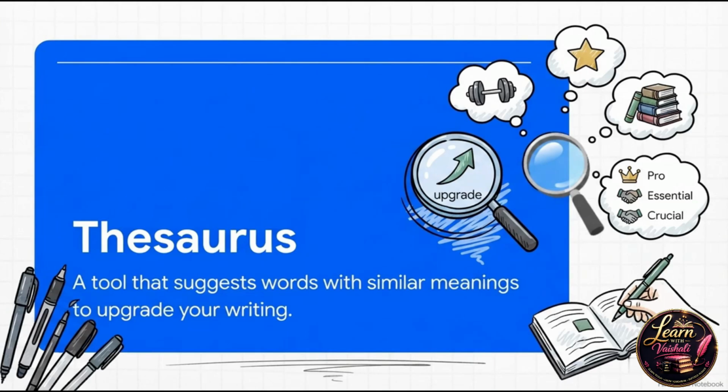The Thesaurus is a built-in feature that suggests words with similar meanings, synonyms. So, for example, if you realize you've used the word important 5 times in a single paragraph, it starts to sound repetitive. You just use the Thesaurus to find a better, punchier alternative like crucial, significant, or essential. It instantly upgrades the entire tone of your writing and makes you sound like a total pro.